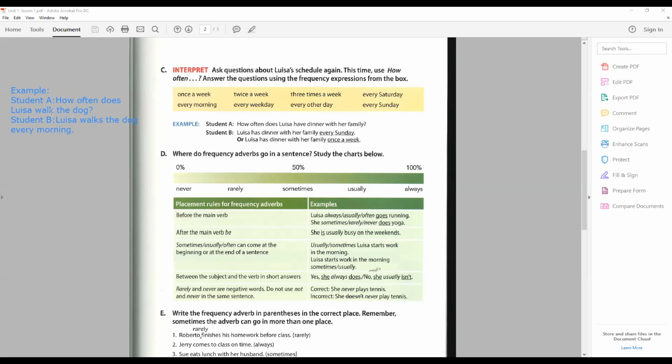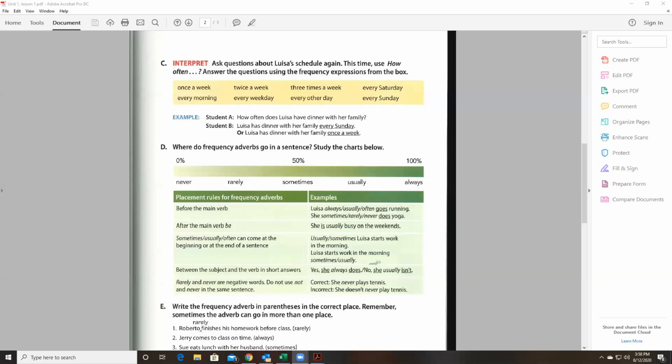Sorry, I'm looking at my book right now because I need to look at something quick. Where'd my mouse go? Okay, sorry. Okay, let's look at our screen again.